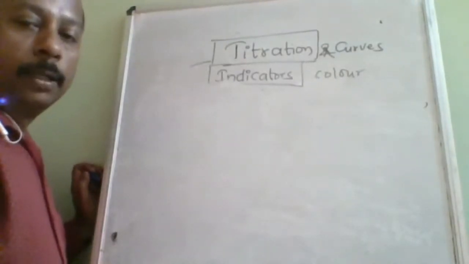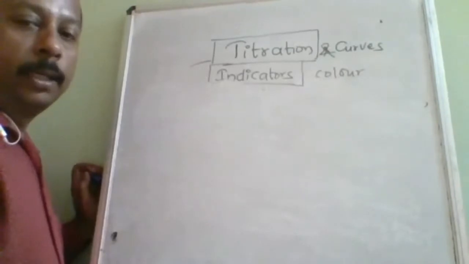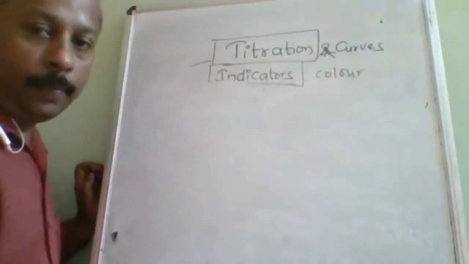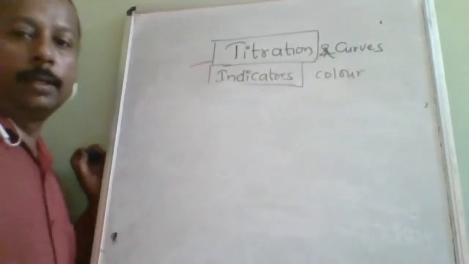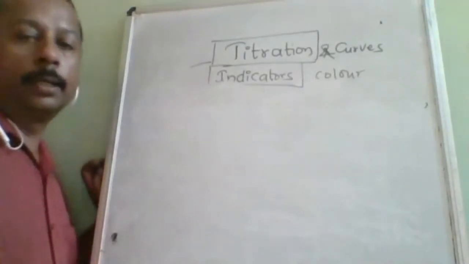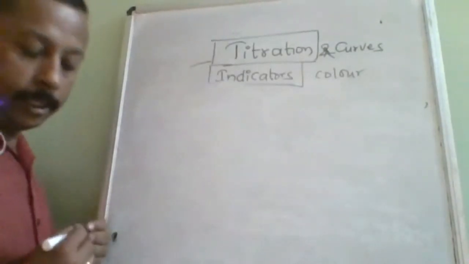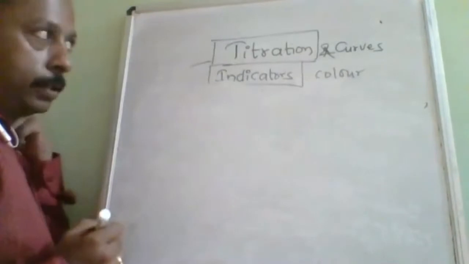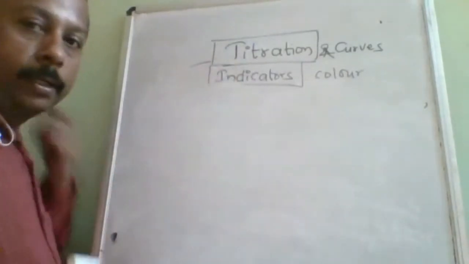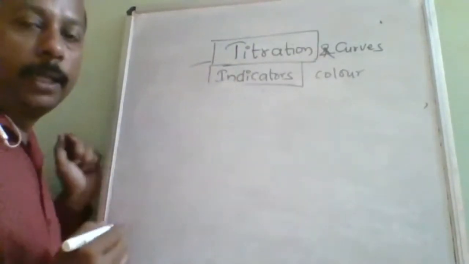Normally we have three types of indicator, namely phenolphthalein, methyl orange, and methyl red. These are the normally used indicators. So first these two topics I have completed. Understood?